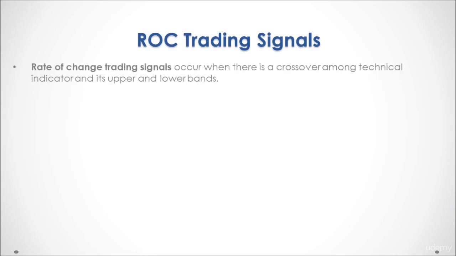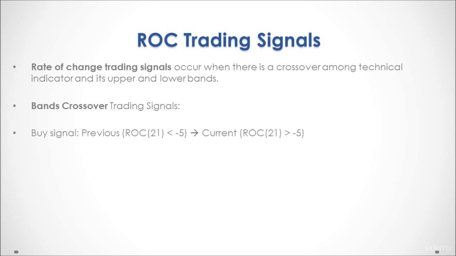Rate of change trading signals occur when there is a crossover between the technical indicator and its upper and lower bands. Therefore, we have the bands crossover type of trading signals, in which we have a buy signal if the previous rate of change was less than -5 and then the current rate of change is greater than -5. On the other hand, we have a sell signal if the previous rate of change was less than +5 and the current rate of change is greater than +5.